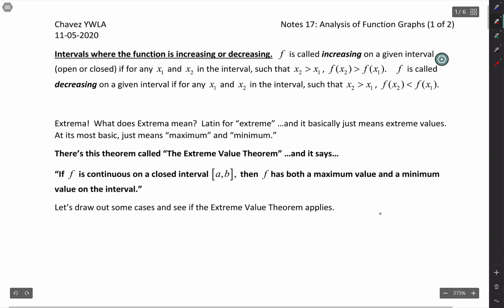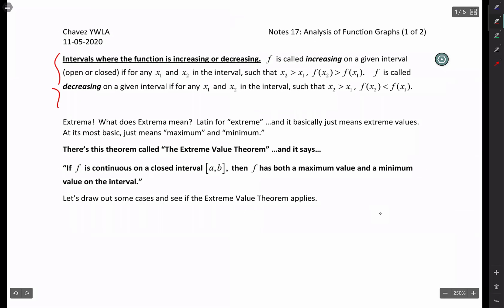So when you're reading this, all that stuff just means, guys, is you read a graph left to right, just like you read a book. When you read a graph, you read it left to right. You always read it left to right, not the other way. So if the graph is going up left to right, we call that increasing. And that's what this means. If you see x2 is greater than x1, if f of x2 is bigger than f of x1, you're increasing. That's it. If the graph is going down left to right, you call that decreasing.